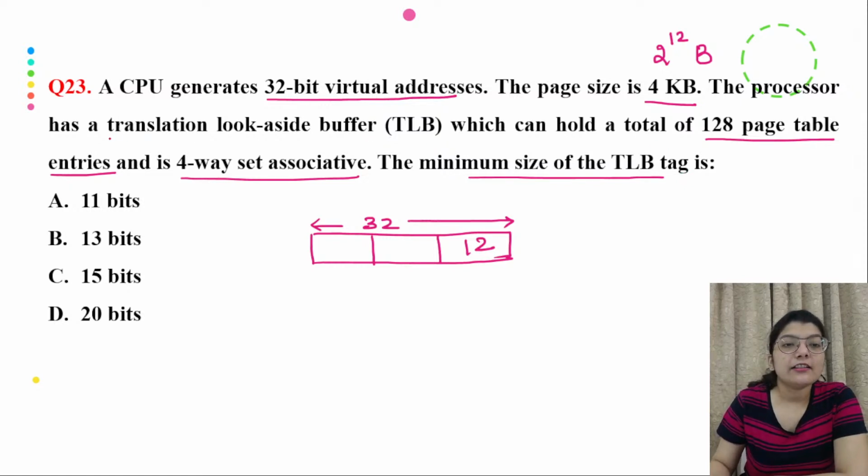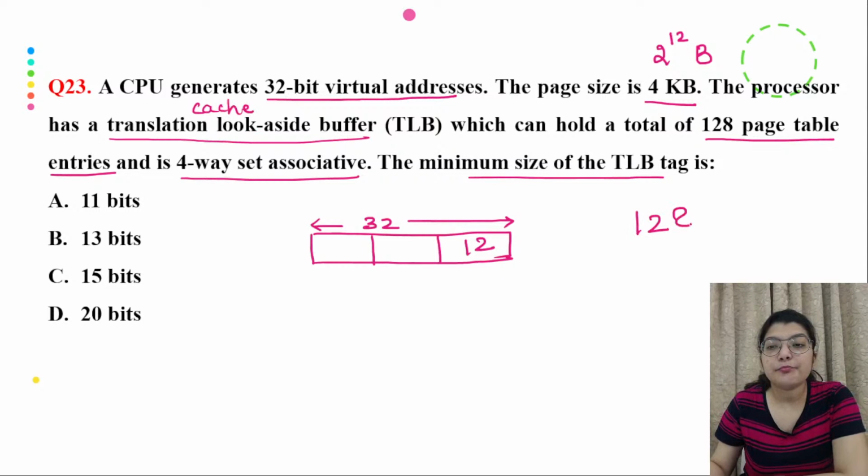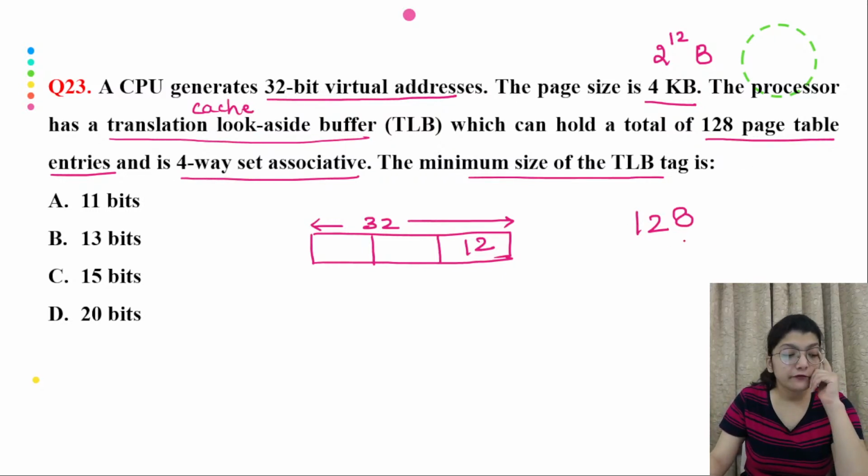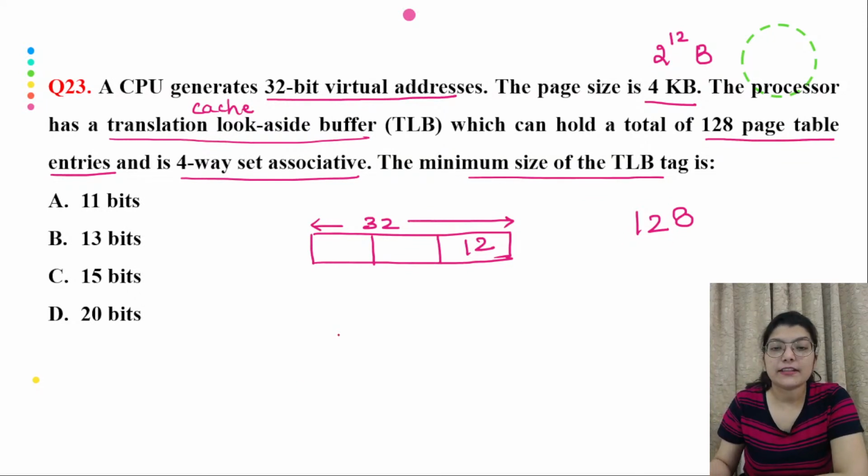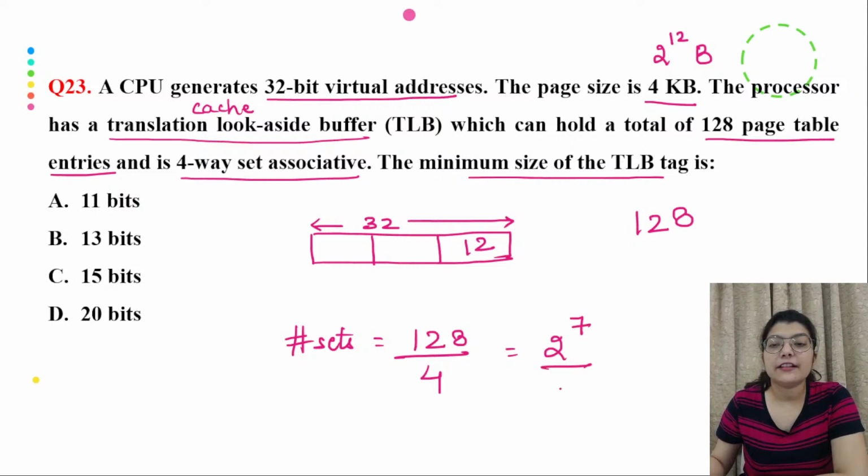The processor has a translation lookaside buffer. You know that the translation lookaside buffer is a type of cache, right? That can hold a total of 128 page table entries and is 4-way set associative. So to find the number of sets, as I have told you, number of sets is equal to 128, that is your cache size, divided by 4, that is your p-way set associative. So this will turn out to be 2 raised to power 7 divided by 2 raised to power 2, that is 2 raised to power 5. So this term will come out to be 5.